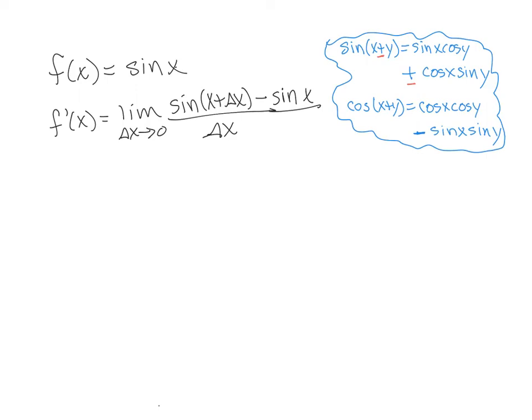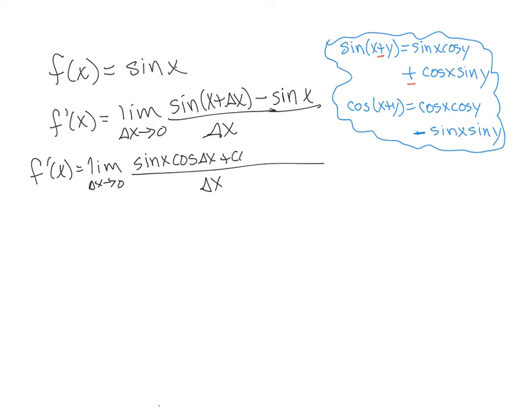So here we have what happens when we are adding two things inside the sine function. So let's use this. Delta x goes to 0, delta x in the bottom. We have the sine of x cosine delta x plus cosine x sine delta x minus sine x all over delta x. Now this is crazy weird, isn't it?